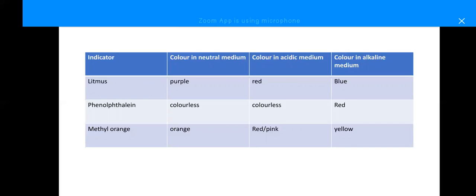So this table explains how these indicators, when they are used in various solutions, would give you a color change. So you study the table and know the color change when you are given the slides. Don't just keep the slides somewhere, but rather go over them and read to understand what they mean.